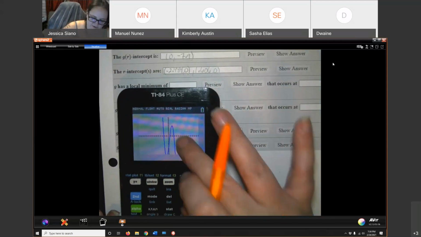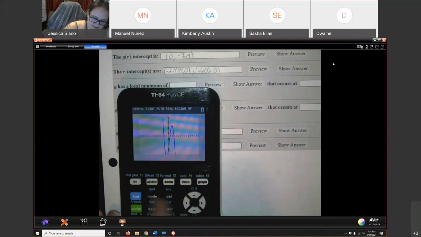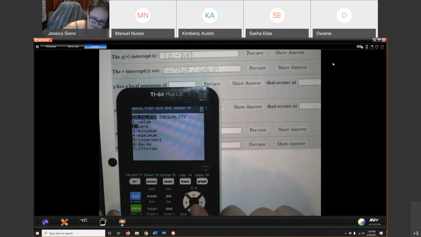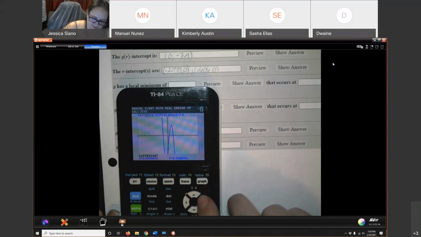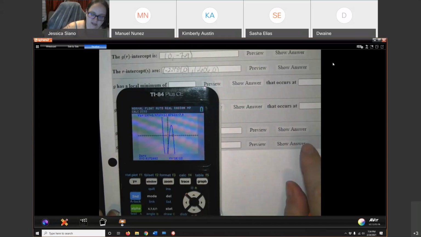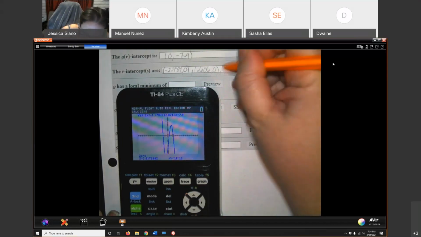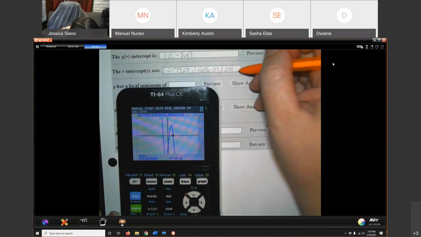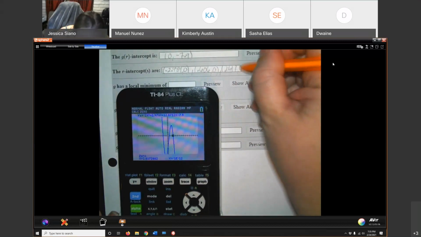And then let's look for the rightmost 0. So second and then trace to get to calc. One more zero. Anywhere to the left, enter. Anywhere to the right, enter. Enter one more time. 2.617.